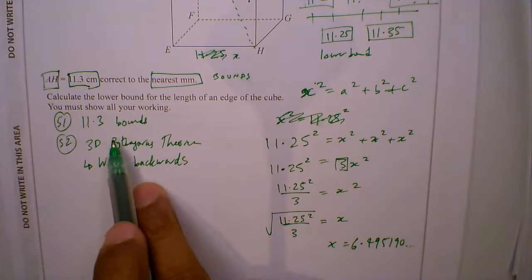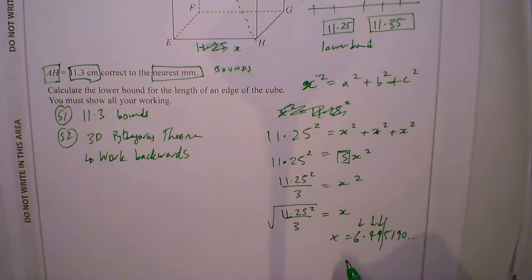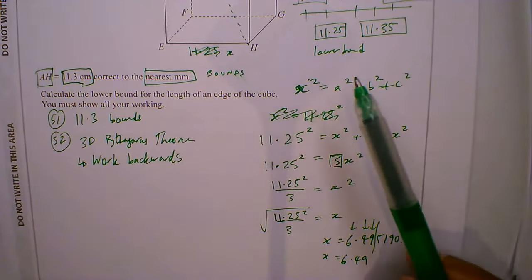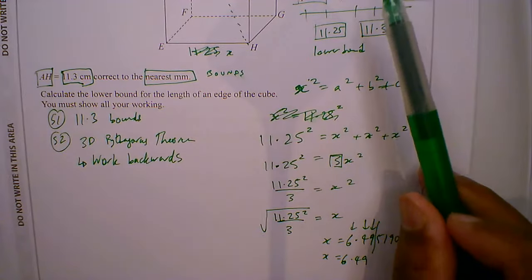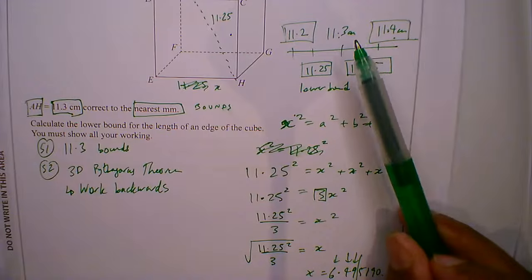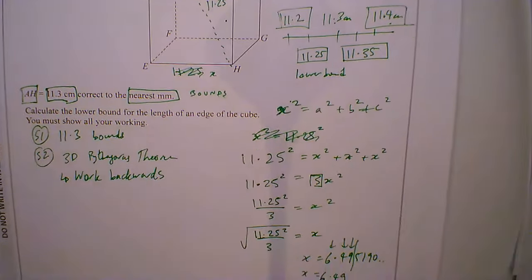Read the question, calculate the lower bound. You must show your working out. It doesn't give us anything, so the rule of thumb is 3 significant figures. So x equals 6.49. All right, so this is a kind of problem solving question. This is why I thought I want to go through this, because it gets us thinking about different things. So we've got bounds mixed with 3D Pythagoras' theorem. I think 3D Pythagoras' theorem could come up. It's a 50-50 topic.